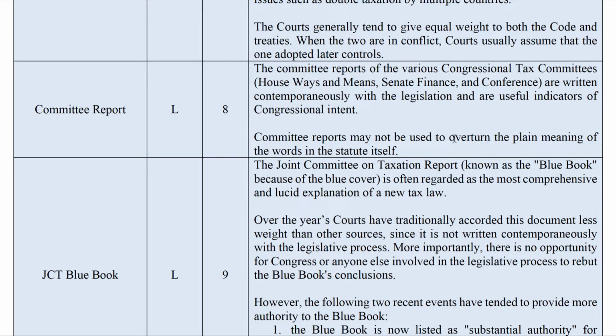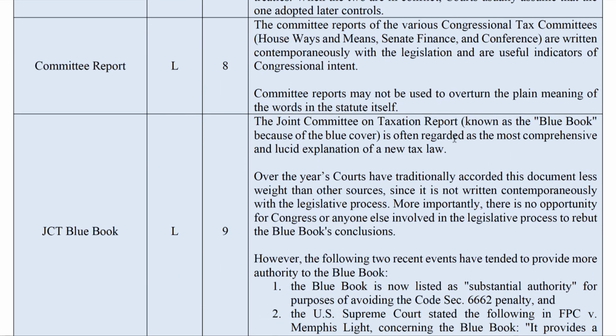The committee reports of various congressional tax committees, which are the House Ways and Means in the House, the Senate Finance in the Senate, and the Conference Committee, which is a joint committee between the two, are written contemporaneously with the legislation and are useful indicators of congressional intent. Now, committee reports may not be used to overturn the plain meaning of the words in the statute itself. And as I mentioned, they are not binding. So you can use them as primary source materials, which again matters for the substantial understatement penalty, but they can't be relied on solely. You've got to find the Internal Revenue Code or cases or regulations out there that are binding.